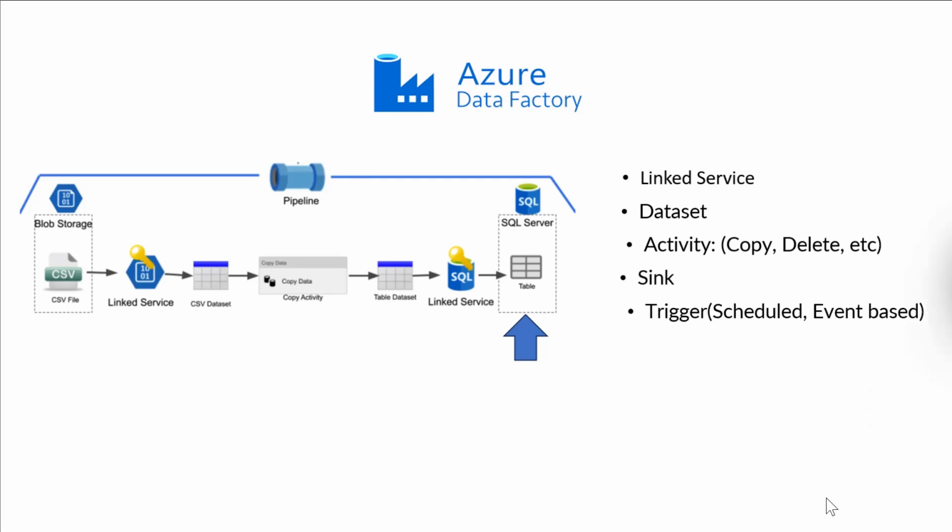We also have trigger. Trigger means when you create a pipeline, if you want that pipeline to be run in different intervals or you want that to be run event-based, you can create a trigger for that. So for example, you can say, I want this pipeline to be run every 5 minutes, or I want this pipeline to be run every day or something like that.